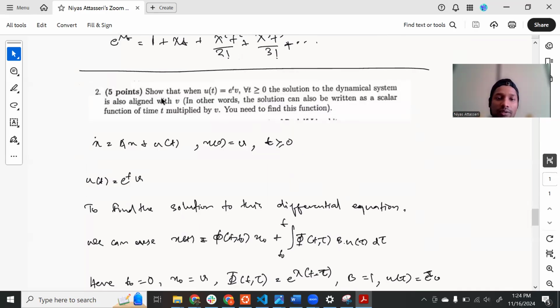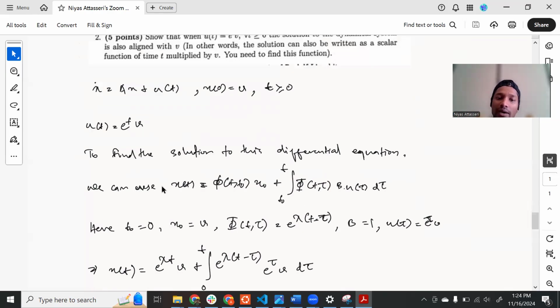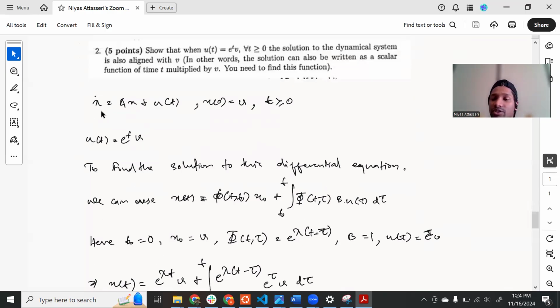Now let's go to the next one. We are asked to find the solution of the dynamic system where u of t is equal to e raised to t v. Now, when u of t is equal to e raised to t v, we know that the system becomes x dot equal to Ax plus e raised to t v.